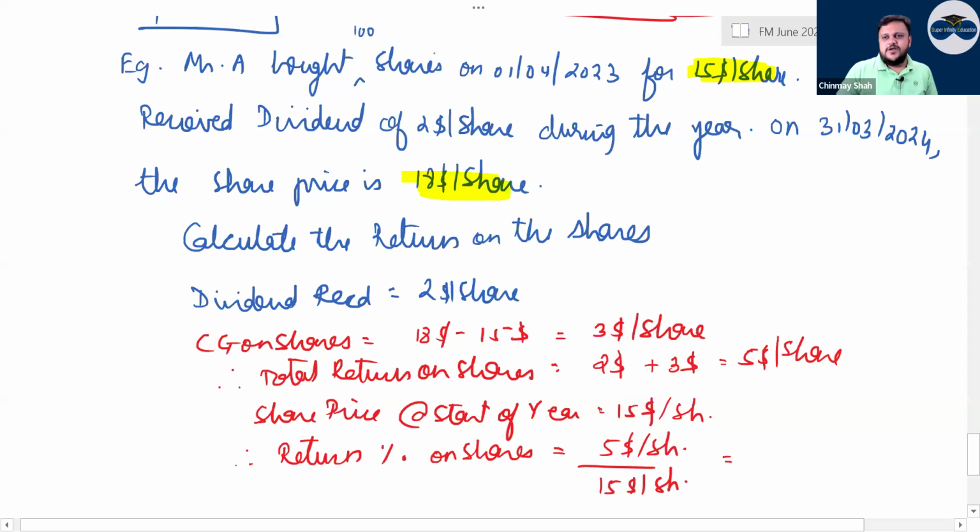See, simple. You bought a share for $15 per share. During the year, you received $2 per share. And at the end, the share price came to $18. So $3 CG gain and $2 worth of dividend received. So how much is the total return? $5. And per share, how much did you invest?